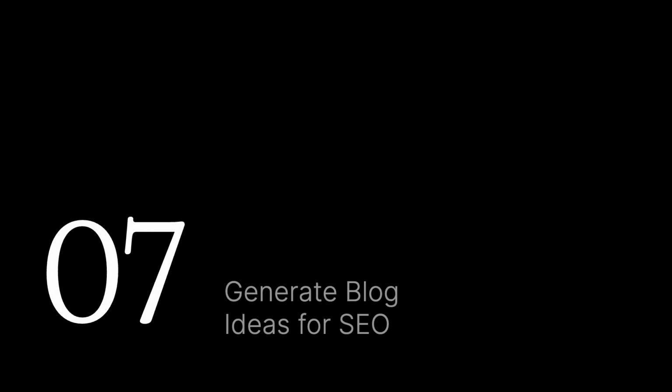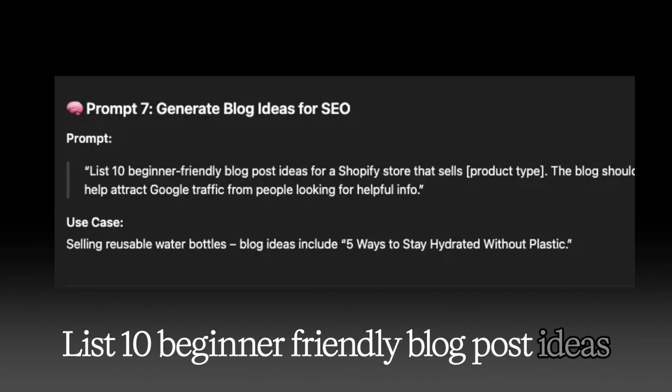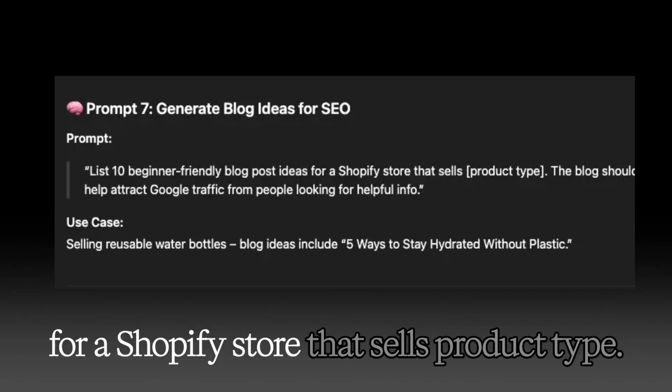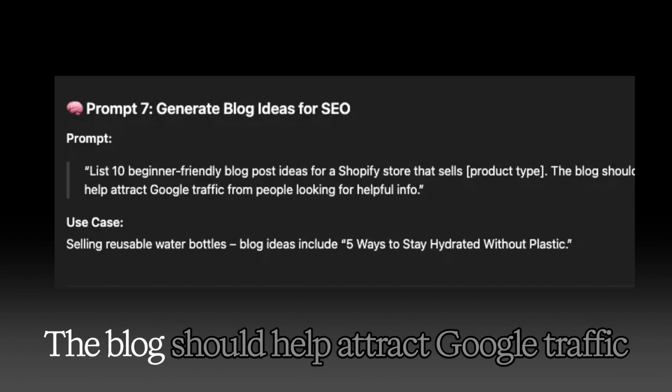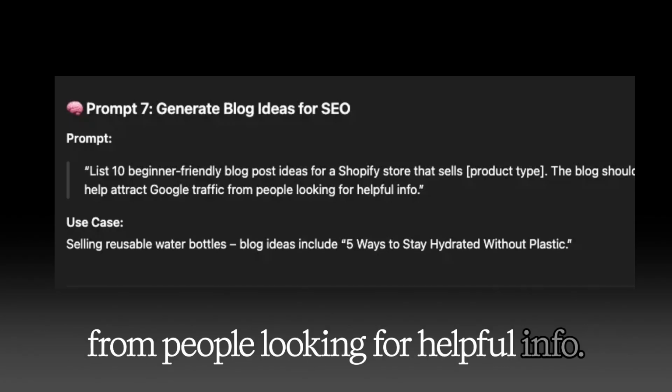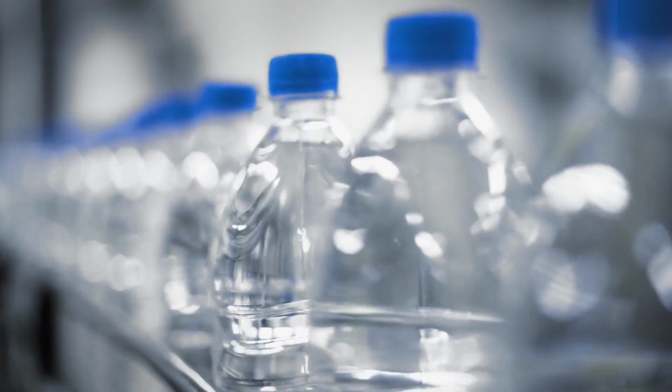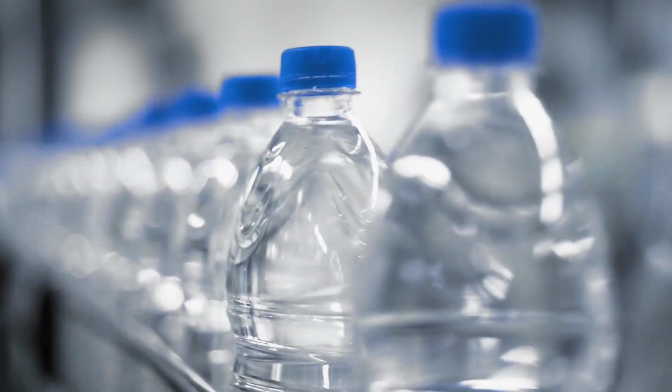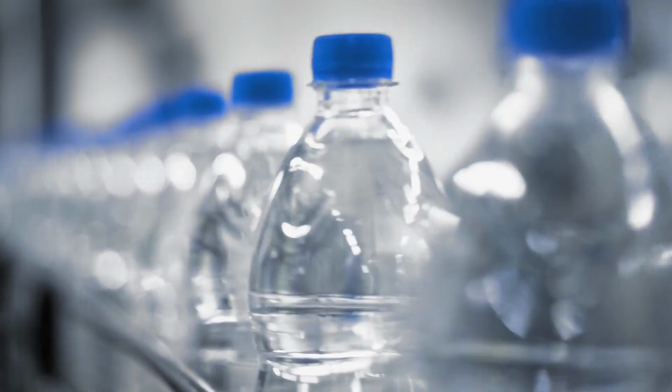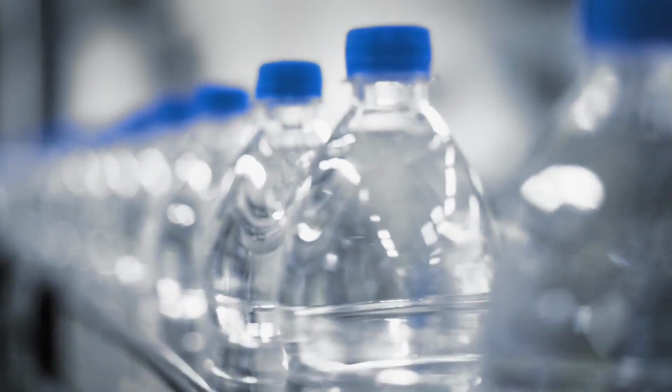Prompt number 7, generate blog ideas for SEO. The prompt could go as follows. List 10 beginner-friendly blog post ideas for a Shopify store that sells product type. The blog should help attract Google traffic from people looking for helpful info. An example use case would be selling reusable water bottles. Blog ideas would include 5 ways to stay hydrated without plastic.